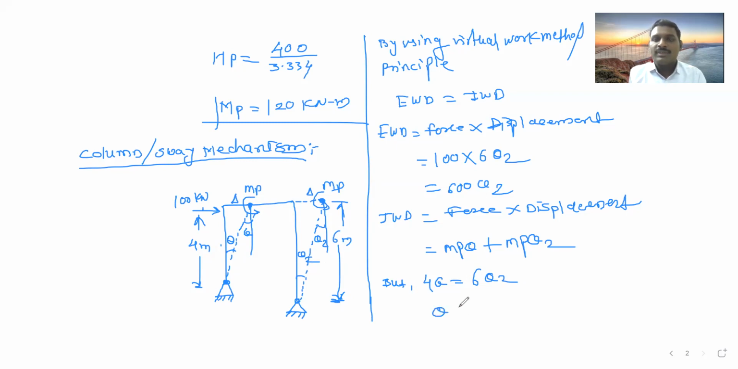So now calculate the value of theta. Why are we calculating theta? Because here theta 2 is there, so we have to put this theta into this and equate. Theta is equal to 6 by 4 theta 2, correct? So theta is equal to how much? 1.5 theta 2.